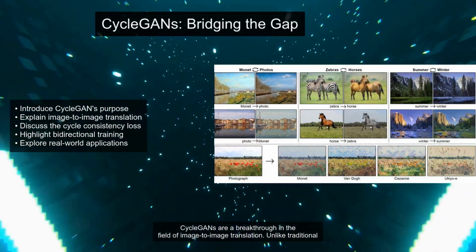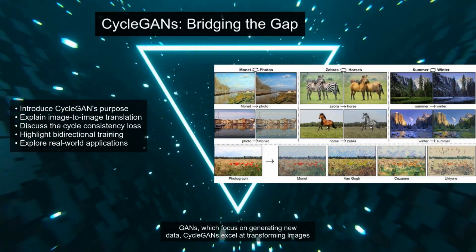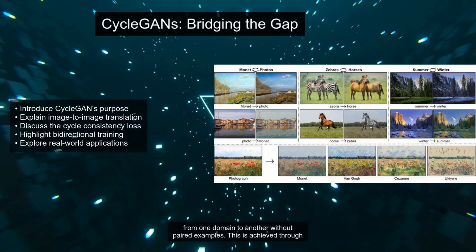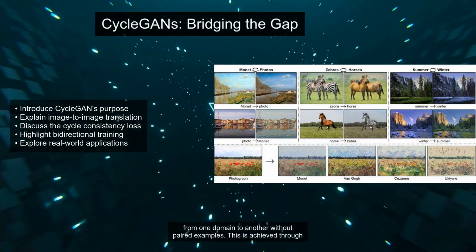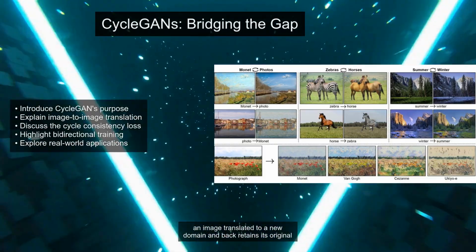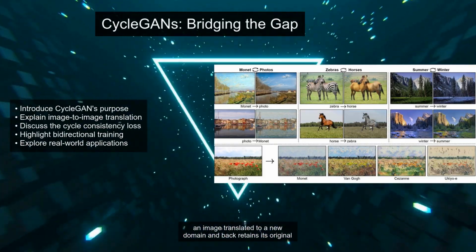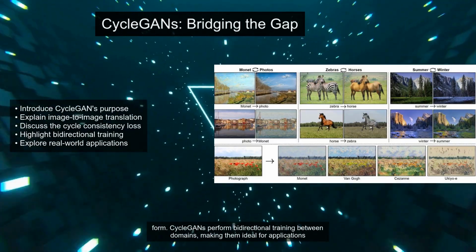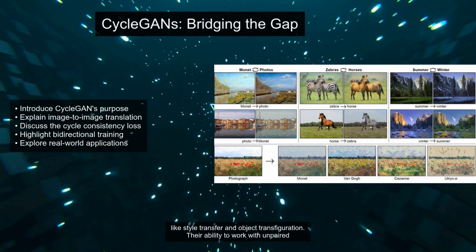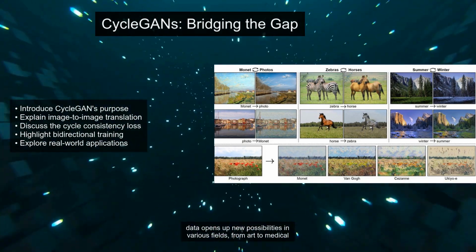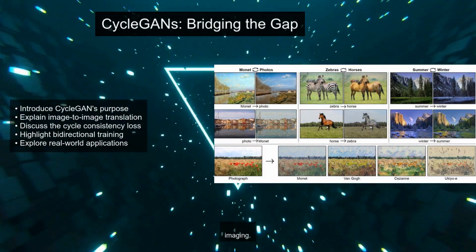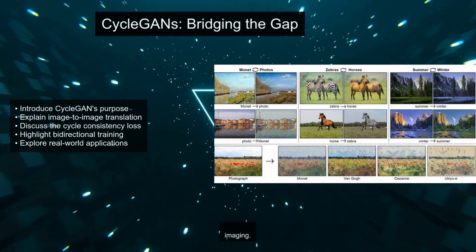CycleGANs are a breakthrough in the field of image-to-image translation. Unlike traditional GANs, which focus on generating new data, CycleGANs excel at transforming images from one domain to another without paired examples. This is achieved through a unique training technique that involves a cycle consistency loss, ensuring that an image translated to a new domain and back retains its original form. CycleGANs perform bidirectional training between domains, making them ideal for applications like style transfer and object transfiguration. Their ability to work with unpaired data opens up new possibilities in various fields, from art to medical imaging.